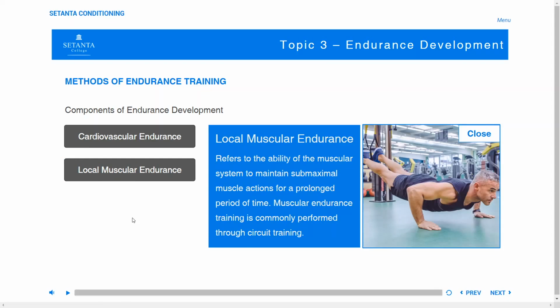This system can be trained with steady-state aerobic exercise or high-intensity interval training. Local muscular endurance refers to the ability of the muscular system to maintain submaximal muscle actions for a prolonged period of time. Muscular endurance training is commonly performed through circuit training.